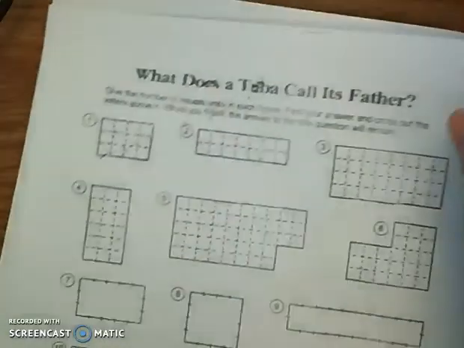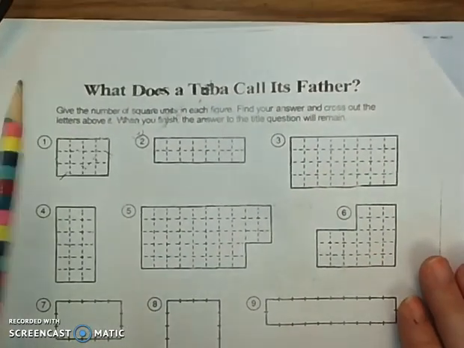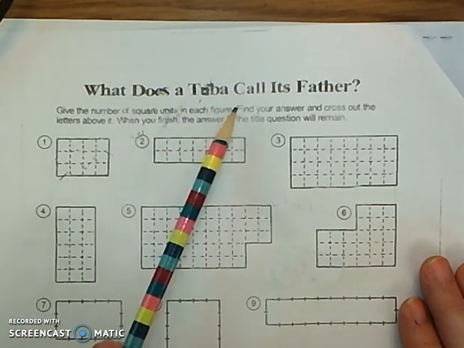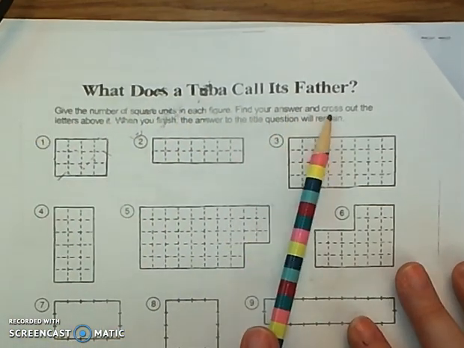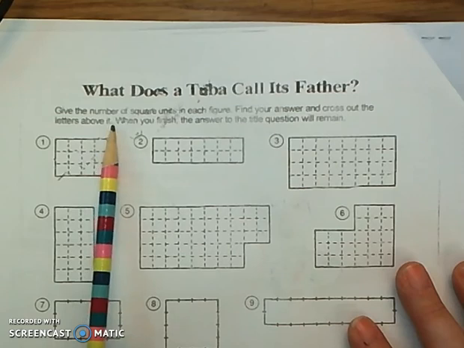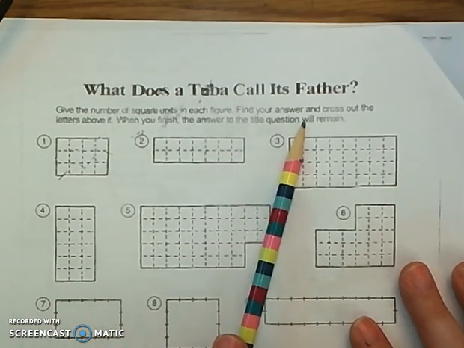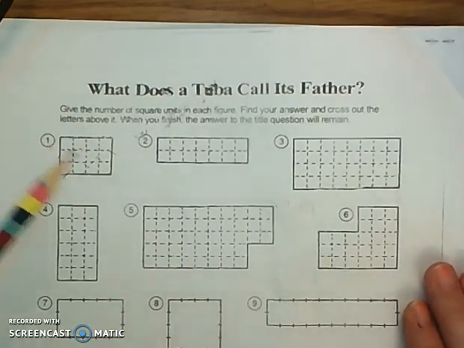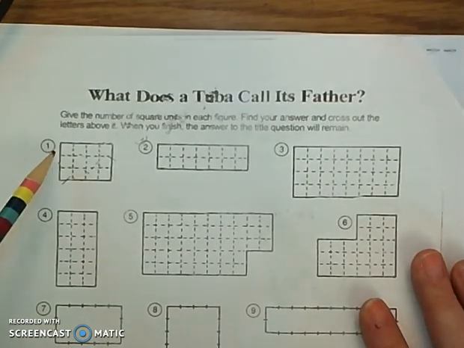Then you're going to flip it over. And on the back it says, give the number of square units in each figure. Find your answer and cross out the letters above it. When you finish, the answer to the title question will remain. So number 1, you can do a couple things. You can count the squares.